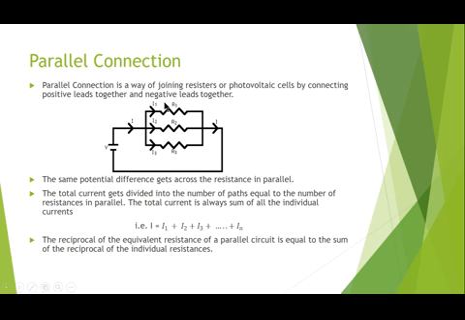So we can say the total current is equal to the sum of all the currents through the resistances. So I is equal to I1 plus I2 plus I3 up to In. Here we can define the resistance value: the reciprocal of the equivalent resistance is equal to the sum of the reciprocals of the individual resistances. That means 1 by R is equal to 1 by R1 plus 1 by R2 plus 1 by R3.